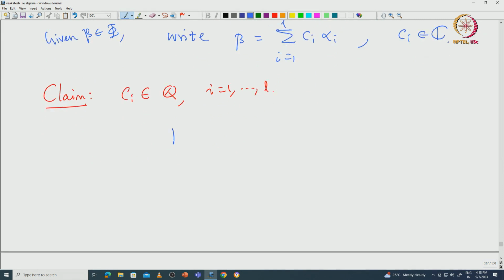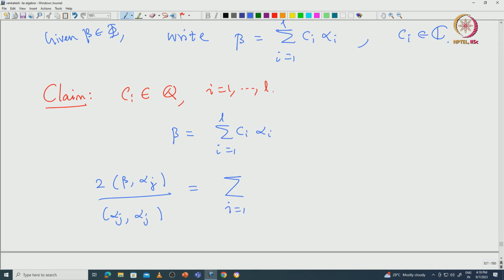So, we take this equation beta equal to the summation of C_i alpha_i, i ranging from 1 to L. Then we compute 2(beta, alpha_j)/(alpha_j, alpha_j). If you replace beta by the summation of C_i alpha_i and use the linearity in the first variable of this form, then this is exactly equal to the summation, i from 1 to L, of C_i times 2(alpha_i, alpha_j)/(alpha_j, alpha_j). So, this is what we get.